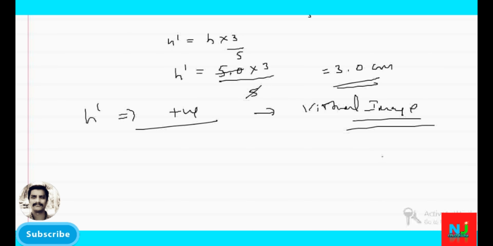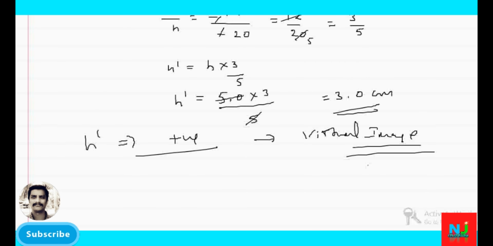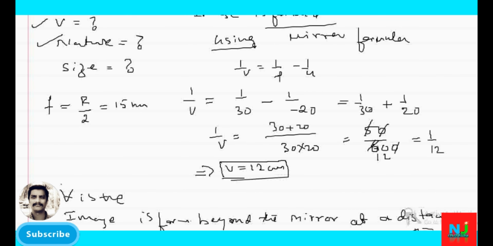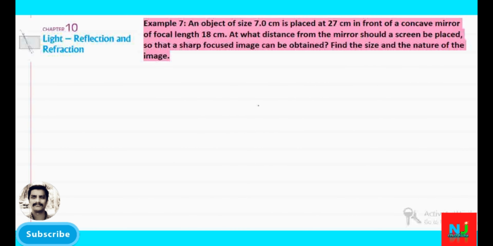So this is the way you have to come to the conclusion, in two manners, by knowing the value of h dash. h dash is positive means what? In the upward direction. Remember, it is always in the upward direction. So dear students, I will give example 7 as homework. You have to do it yourself by simply putting the formulas.